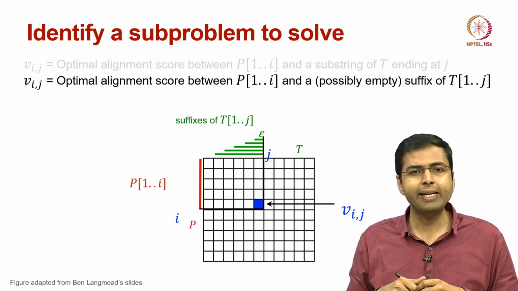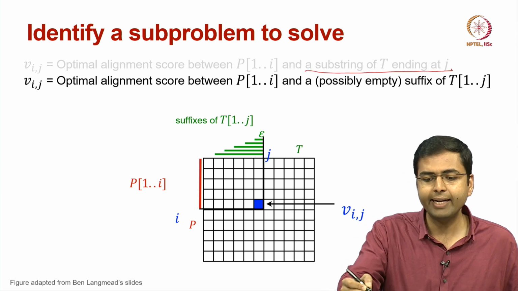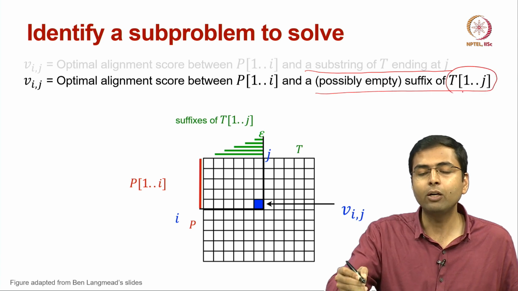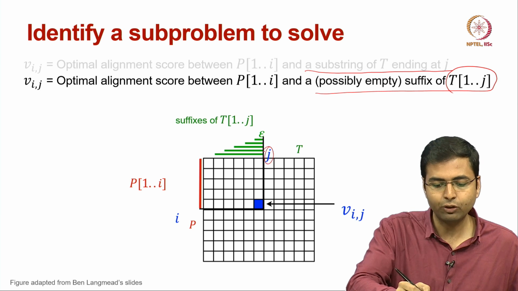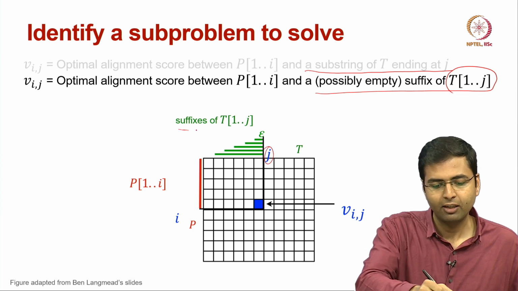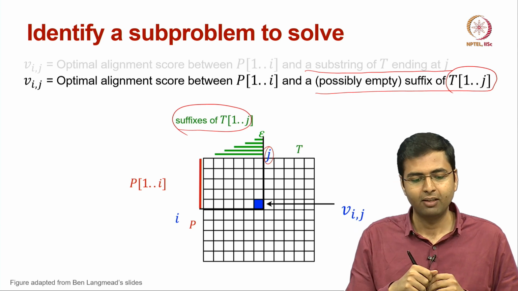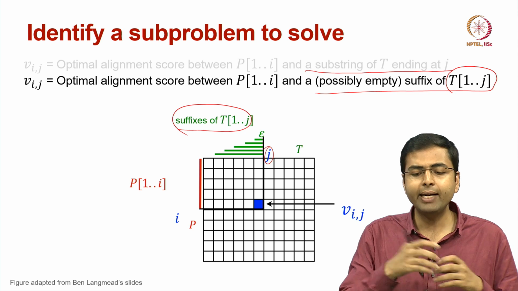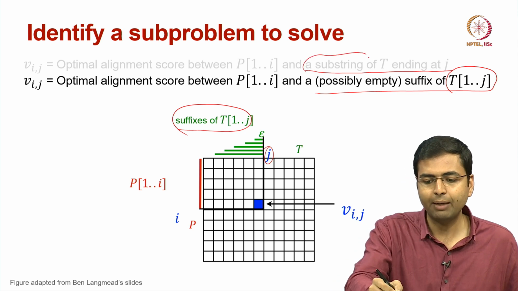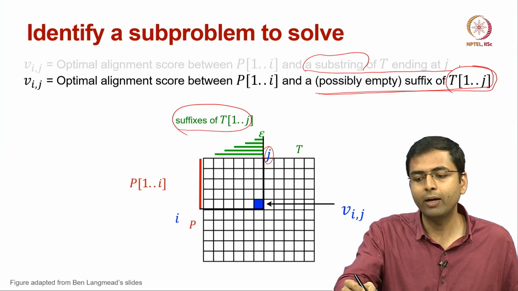I can also rewrite this. Instead of writing a substring of text ending at j, I can say a suffix of T1 to j. Because these substrings ending at j are actually suffixes of the prefix of text T. So, these are suffixes of the prefix of text T. I can equivalently write it as a suffix of text T1 to j.